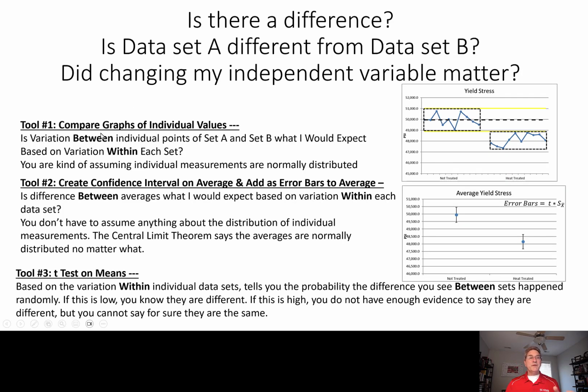Okay, so we've seen the first tool, we just compare individuals visually. The second tool, we put a confidence interval on the average and we compare those visually. And now the third tool is going to be the t-test on means.